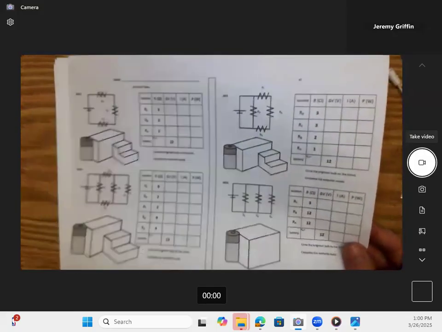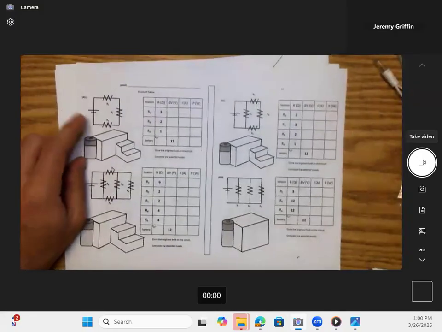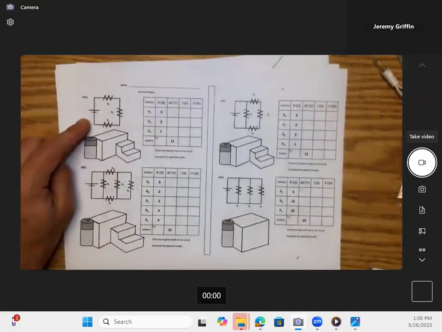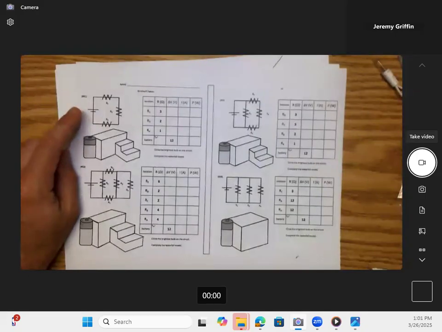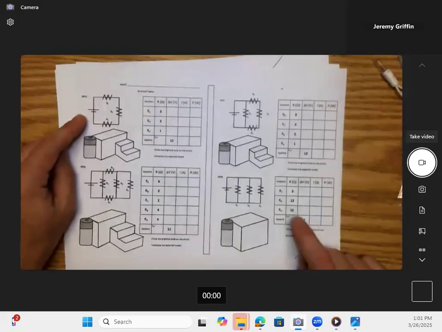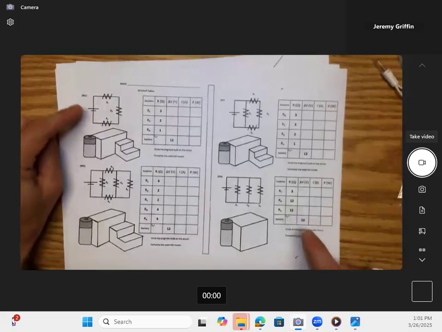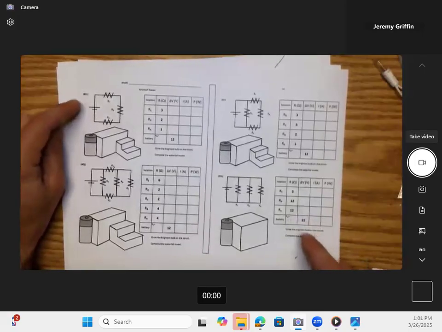Okay, so let's go to the back. I see one that looks like they're all in series. Actually, you know what? Yesterday, didn't I do one of these with you guys? Well, just kind of independently. Right. It looks a lot like this one. We're all in series. Number 4, they're all in parallel. Actually, these two are the most straightforward, the all in series and all in parallel.